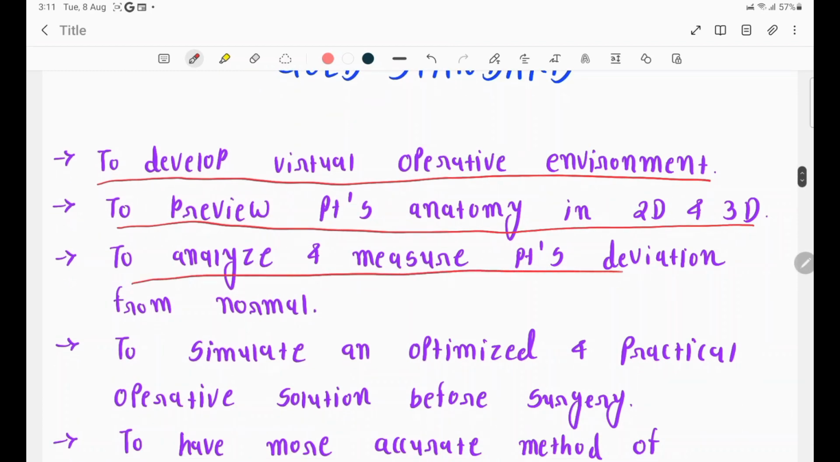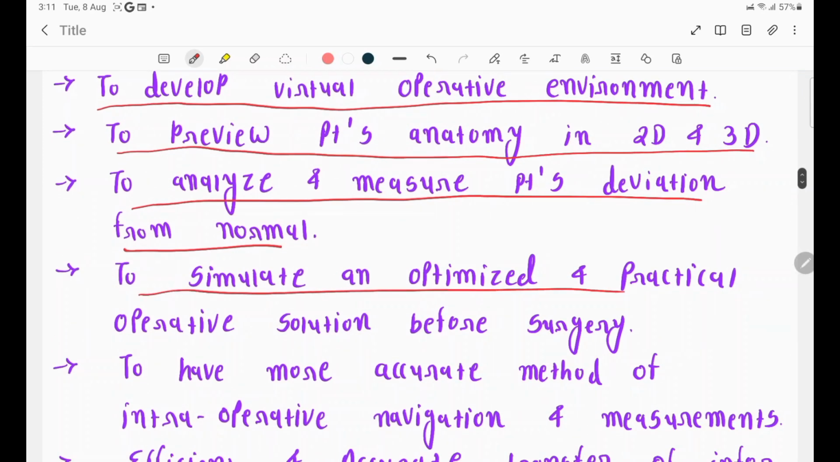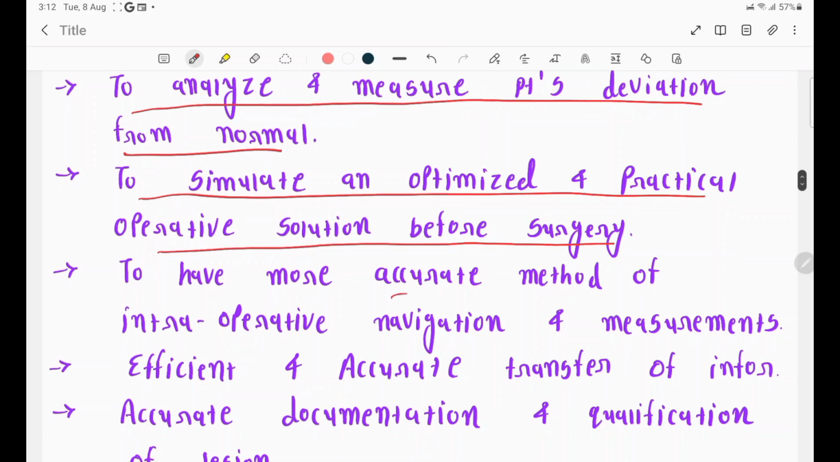Third one is analyzing and measuring deviation from normal. We use imaging to see what is different from the normal, so we know what needs to be fixed. Next is simulating an optimized and practical operative solution. We use imaging to find the best way to fix our patient's problem, making sure our treatment plan is effective and practical. Next is accurate method of intraoperative navigation and measurement. During surgery, we can use imaging to guide us and measure things accurately.